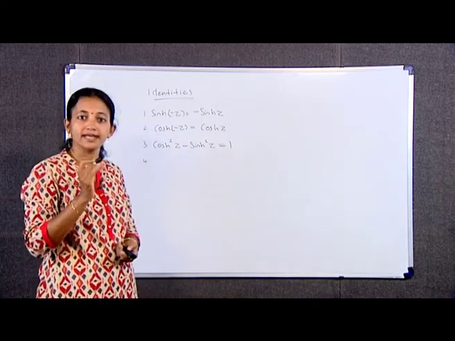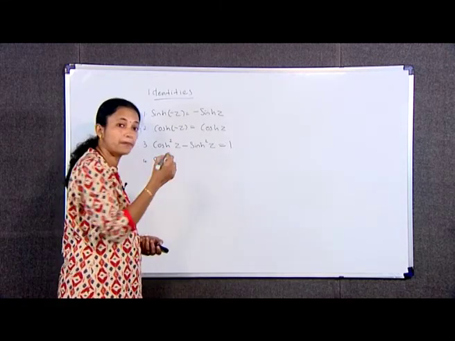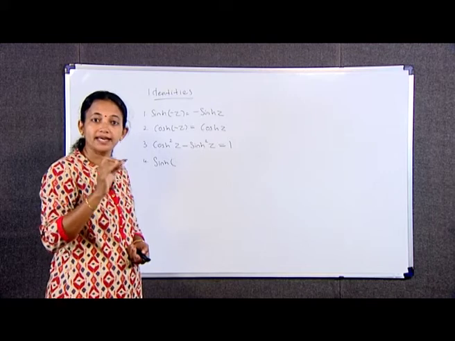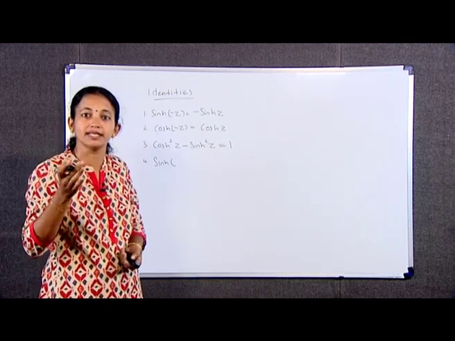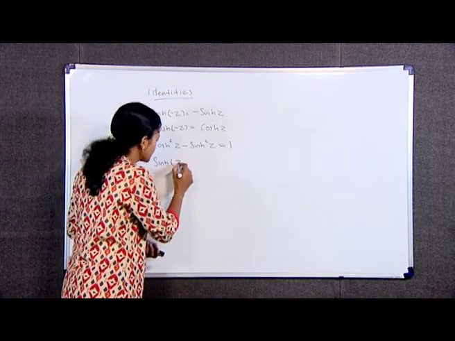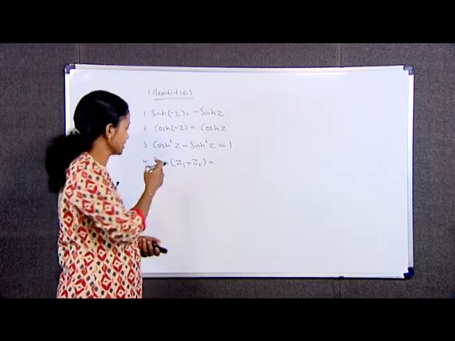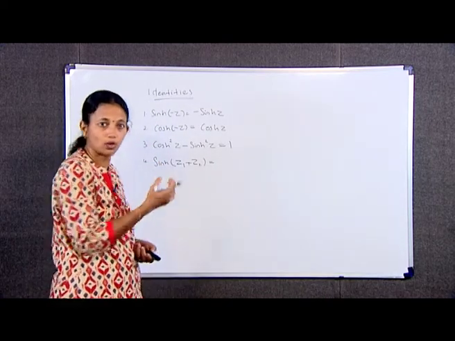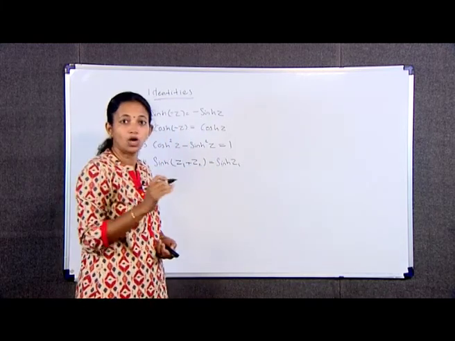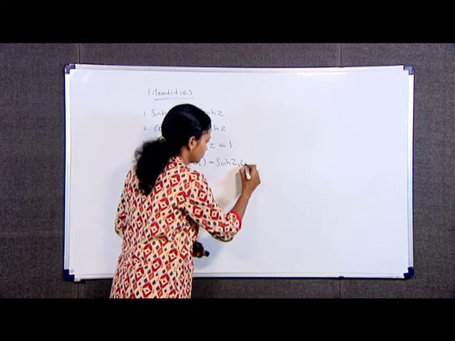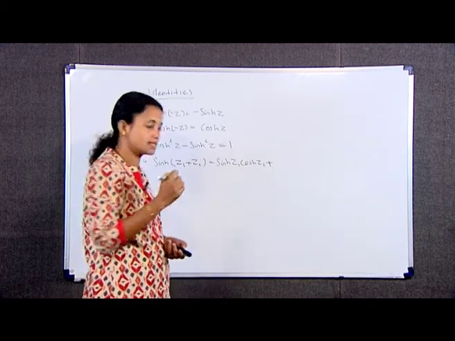Fourth one, sinh (z1 plus z2), which is equal to sinh z1 cosh z2 plus cosh z1 sinh z2. That is sinh (z1 plus z2), just like a sin (a plus b) type, which is equal to sinh z1 cosh z2 plus cosh z1 sinh z2.